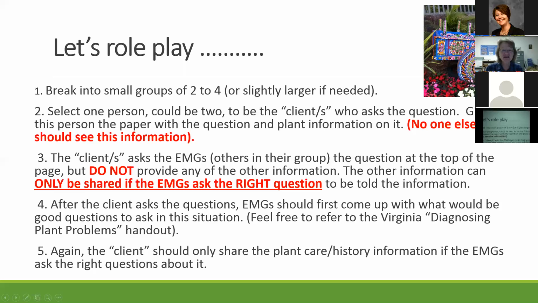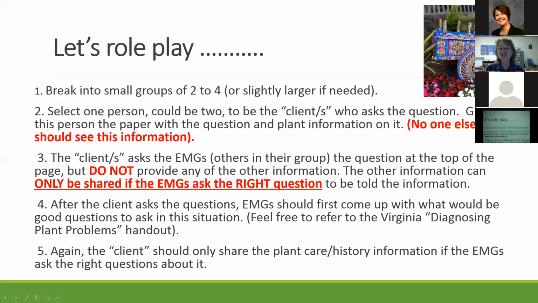After the client asks the question, you might want to take some time as extension master gardeners, and you won't do this in front of a regular client, but tonight I would like you to first take some time to think about what would be some good questions to ask in this situation. Feel free to use the Virginia Diagnosing Plant Problems handout. And again, just a reminder, the client should only share any plant care or history information if the master gardeners in your group ask the right questions.